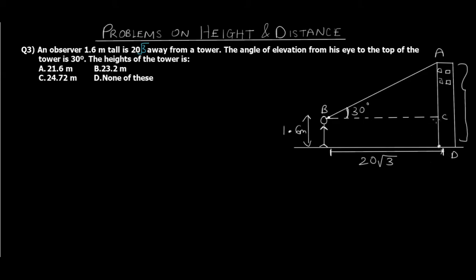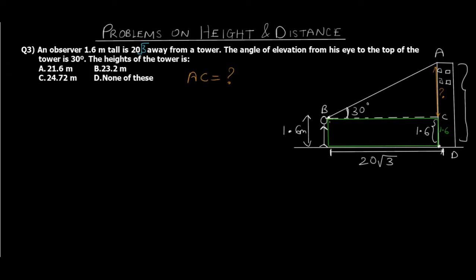So we already know that this value is 1.6, because you can see it is forming a perfect rectangle over here. So we know the height of the person is 1.6. So one side of the rectangle is 1.6, so the opposite side has to be the same. So we know this is 1.6 meters. Now we just need to find out this value over here, which is AC. So we need to find out AC, which is question mark.